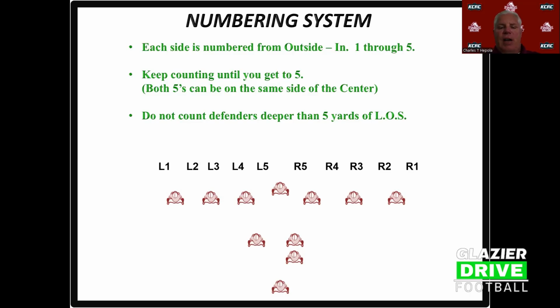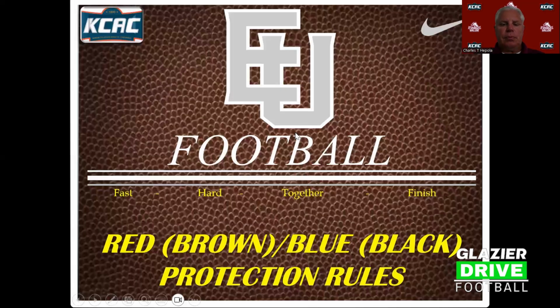And so that R5, you could have an R5 and an L5 on the same side. So this R5, if he was over here, we would still reference him as R5. And then we also do not count defenders if they are deeper than 5 yards off the line of scrimmage. So if they're back here, they're not in the count. If this R5 was worked back here, then we would continue to count the numbers right there. So that's one that they're not a part of.